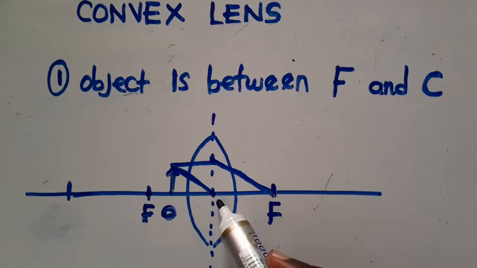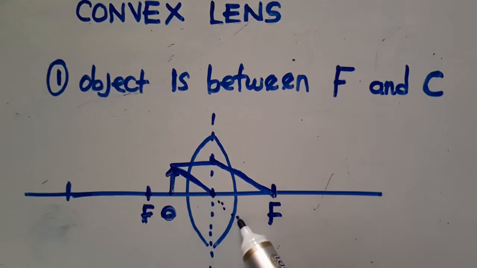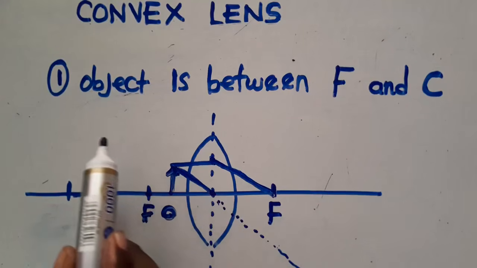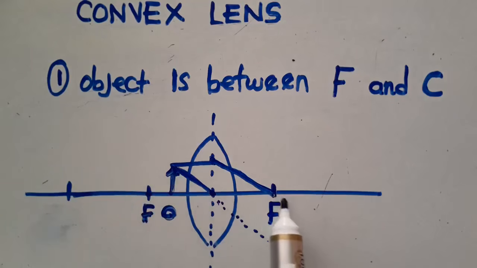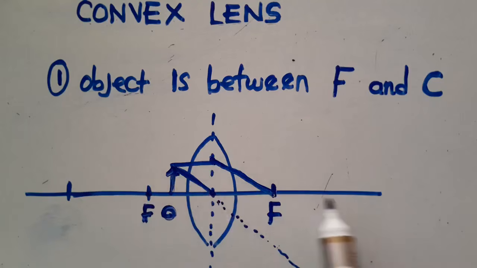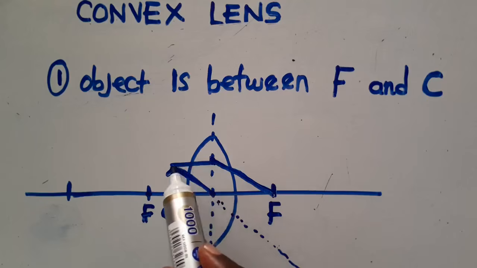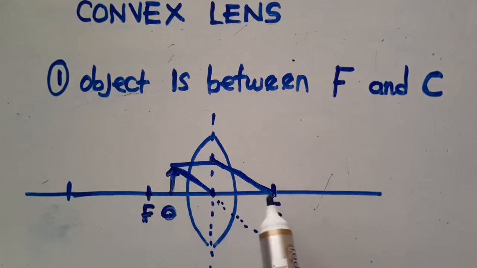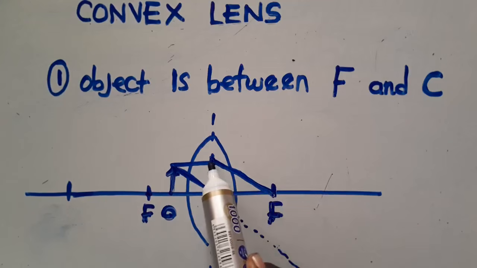So you know that this one came straight. When it is coming straight like this, it passes through the optical center and continues in a straight line. But this one passing through F, it bends, or it is refracted parallel to the principal axis. This is what I told you. So in an exam, they'll just put a line there. When it passes through the focal point, it is refracted parallel to the principal axis like this.